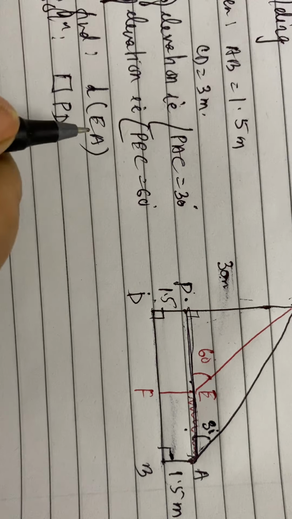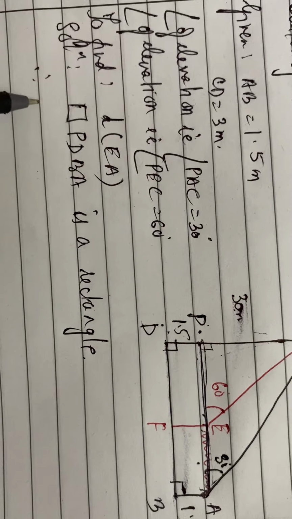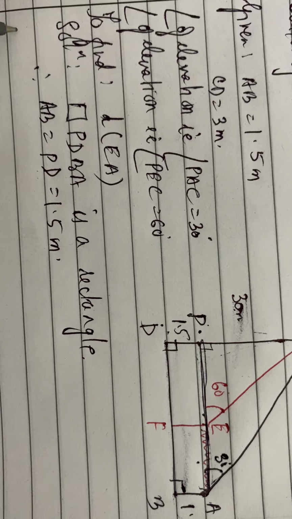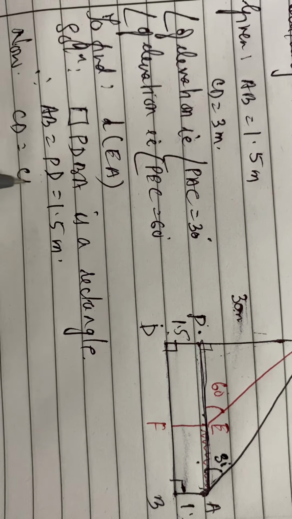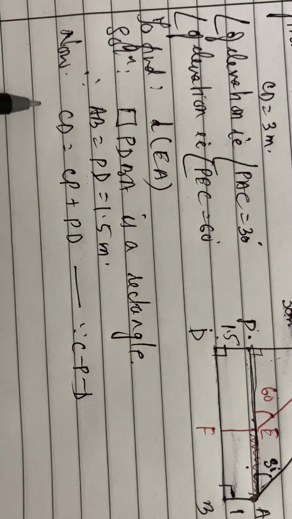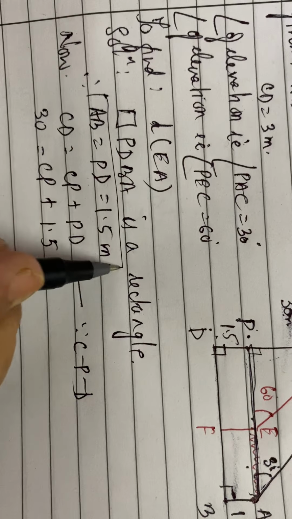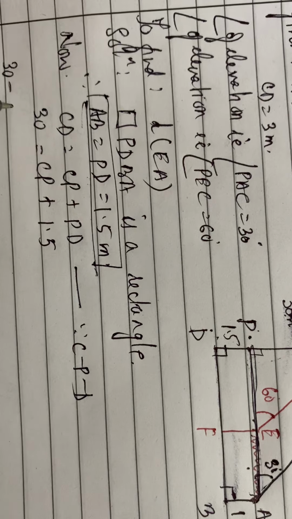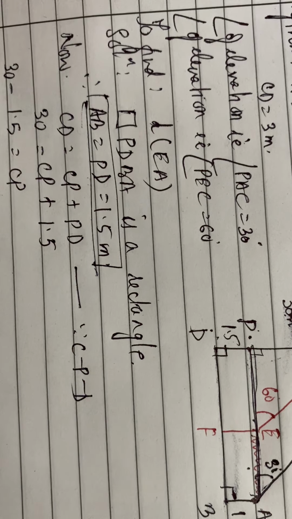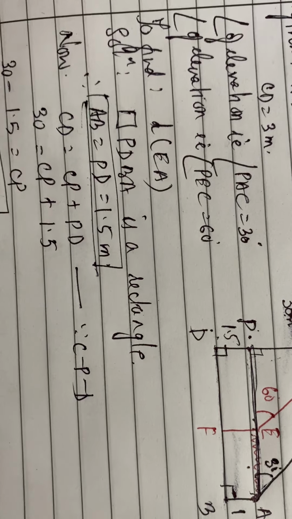Quadrilateral PDBA is a rectangle. Therefore, AB is equal to PD is equal to 1.5 meter. Now, CD is equal to CP plus PD, since C, P, D are collinear. CD is 30, CP you have to find out, PD is 1.5 by property of a rectangle. So 30 minus 1.5 is your CP. That will give you 28.5 meter will be your CP.